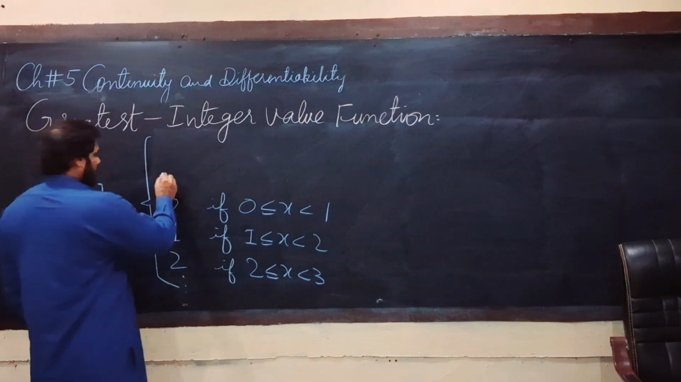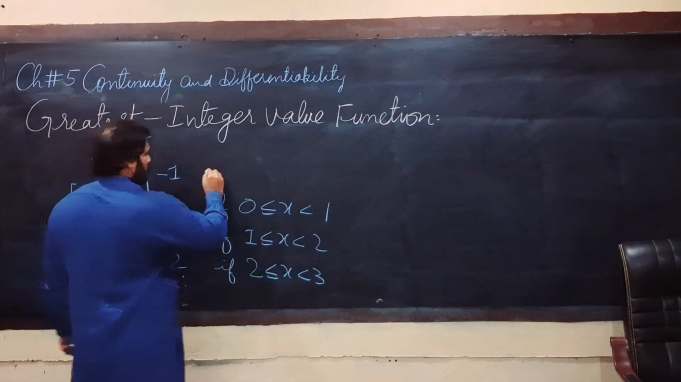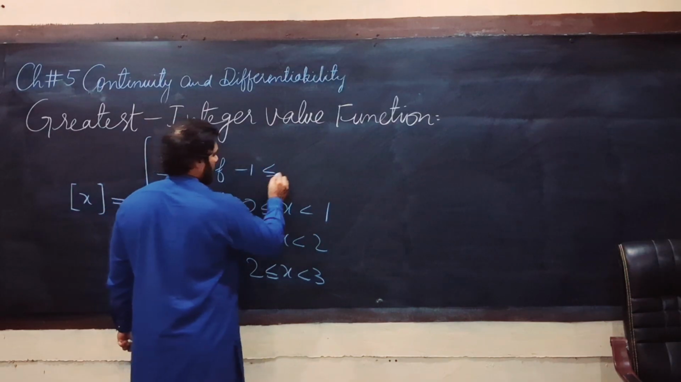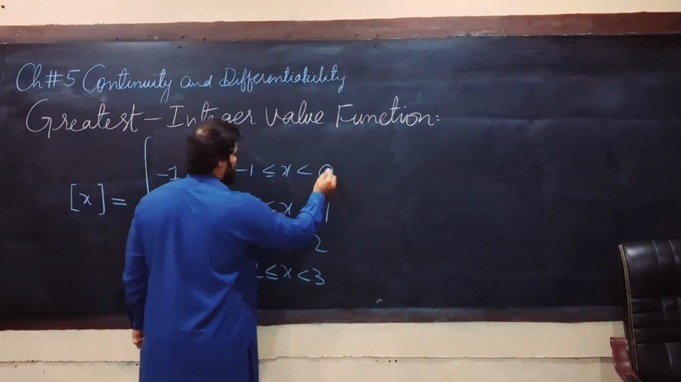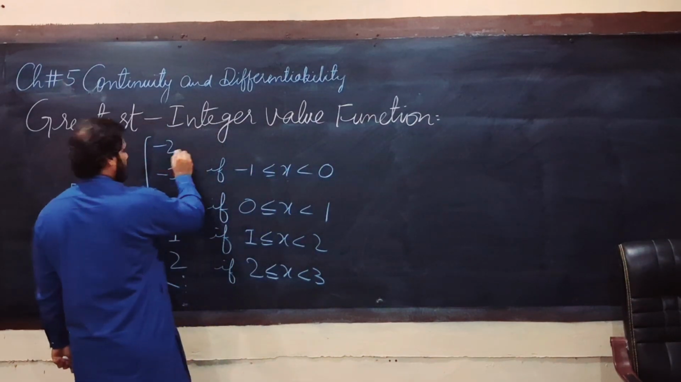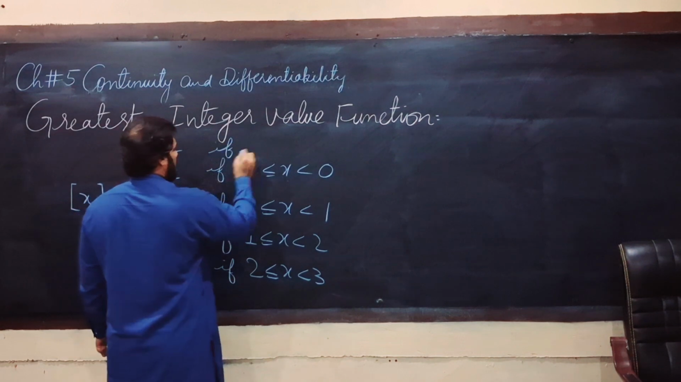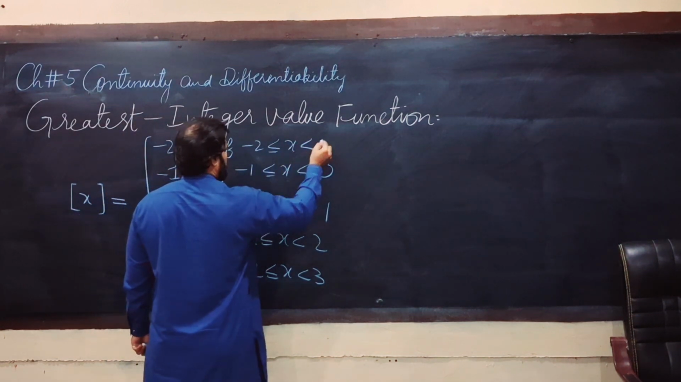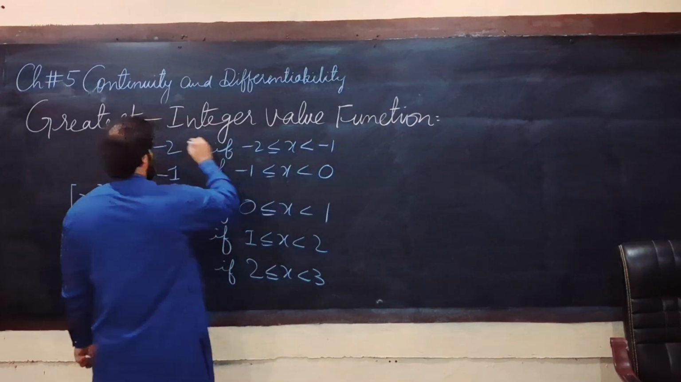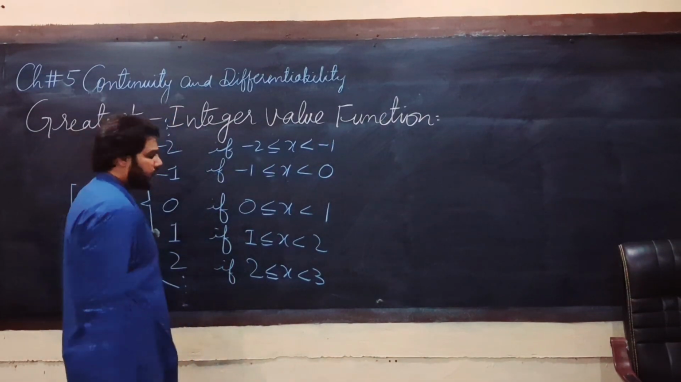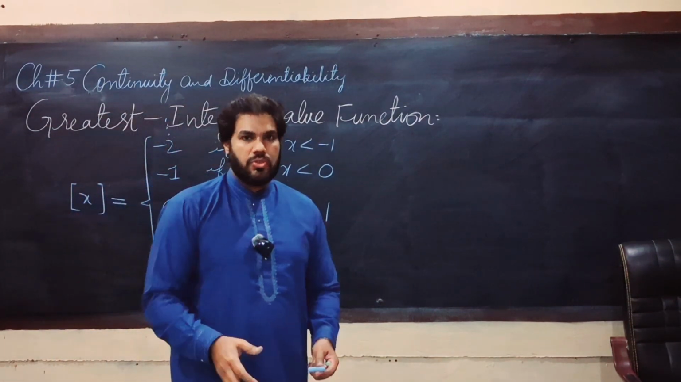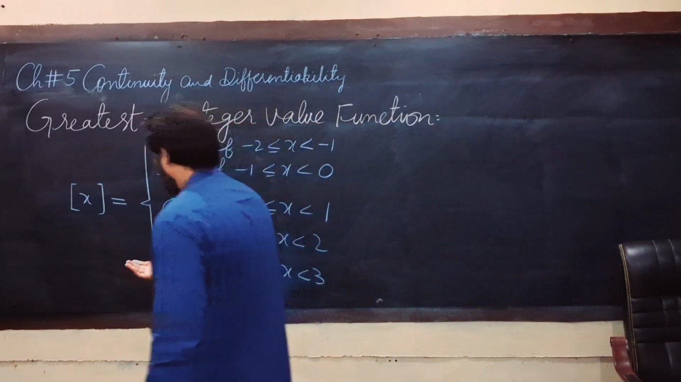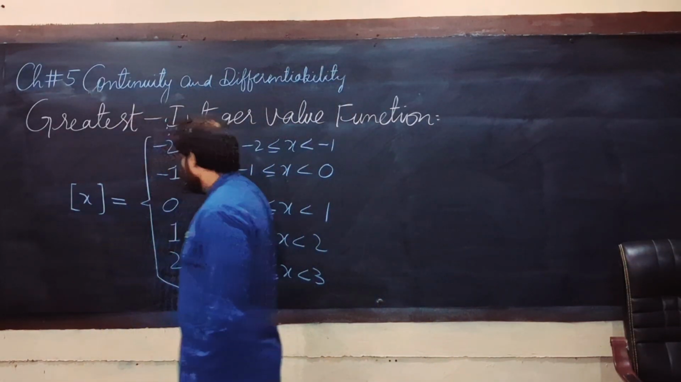And similarly, its value is -1 if your x lies in -1 less than or equal to x less than 0. Its value is -2 if your x lies between -2 and -1, and so on. So actually this is the definition of the greatest integer value function. This function is denoted by this bracket, and it has infinitely many parts.